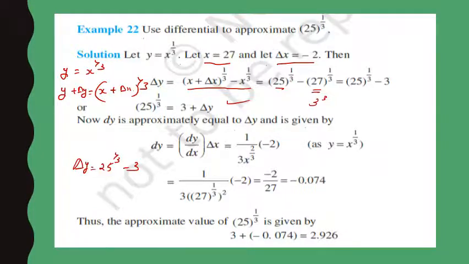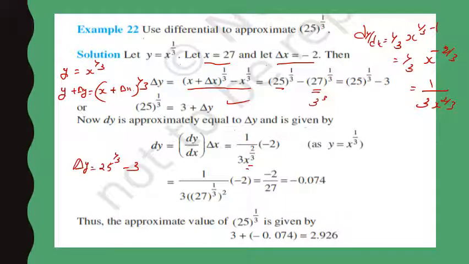Now dy is equal to what? Dy by dx into delta x. y is equal to x raised to 1 by 3, so what is dy by dx? Dy by dx is 1 by 3 into x raised to 1 by 3 minus 1, so 1 by 3 into x raised to minus 2 by 3. That is 1 by 3 x raised to 2 by 3 in the denominator, into delta x, which is minus 2. So x is 27. You substitute, then you are getting minus 2 by 27. Minus 2 by 27 is minus 0.074.